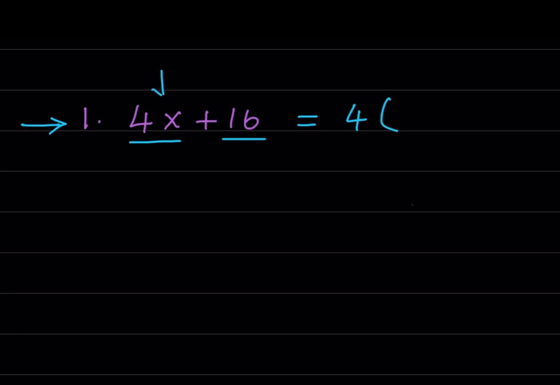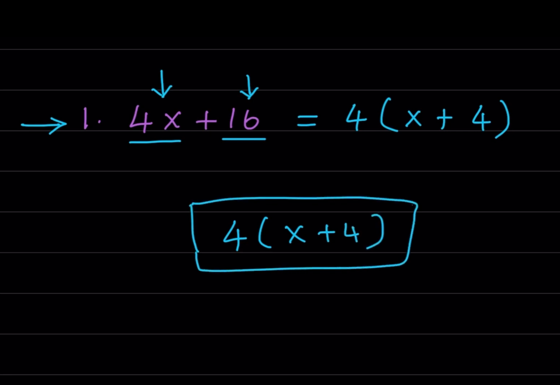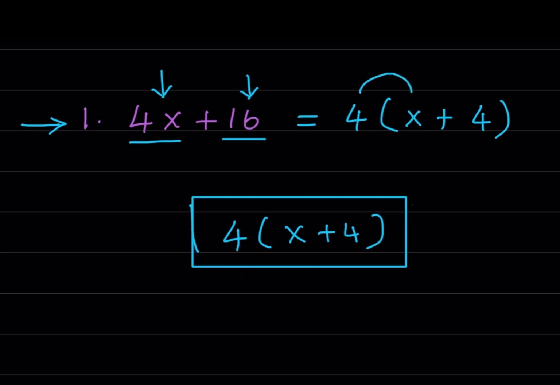When you divide the first term 4x by 4, this becomes x, plus when you divide the second term 16 by 4, which is 4. So the answer is 4 times x plus 4. You can check the answer by multiplying 4 times x, that is 4x, and 4 times 4, that is 16.